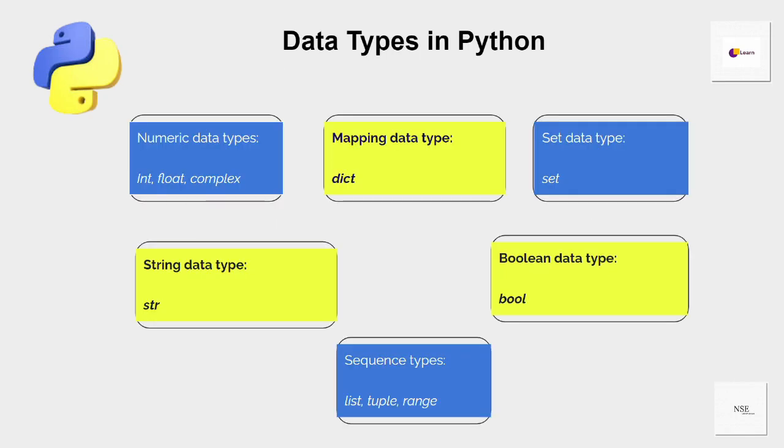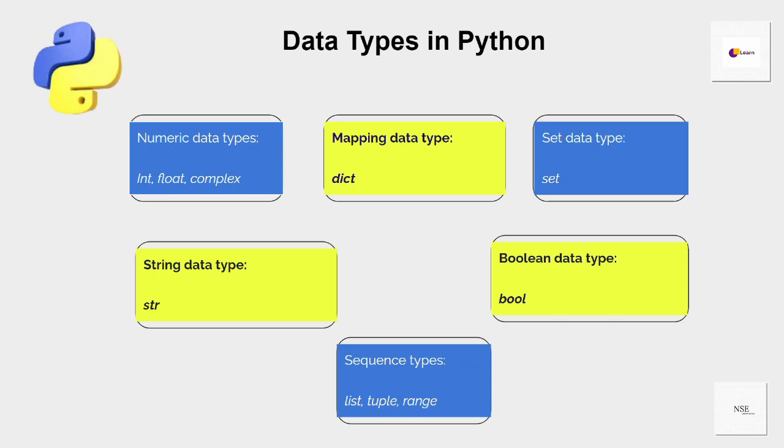Python, like every programming language, has its own data types. Some built-in data types in Python are the numeric data types, under which we have int, float, and complex. The string data type, where we have str. There is the mapping data type, where we have dict, short for dictionary. There is the set data type, where we have set. We have the Boolean data type, where we have bool, and sequence types, which include list, tuple, and range.